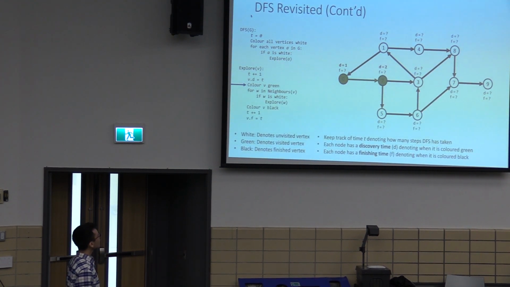So the first step, we start at 0. After we color it green, we look at all the neighbors of this 0 guy. If a neighbor is white, like 2, for example, then we call depth-first search, or this explore function as I called it, on that node itself. So we reach 2, color it green, and look at its neighbors, 3 and 5. Let's say we look at 3 first.